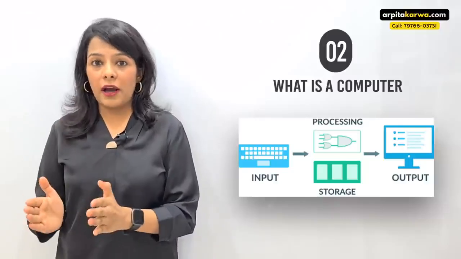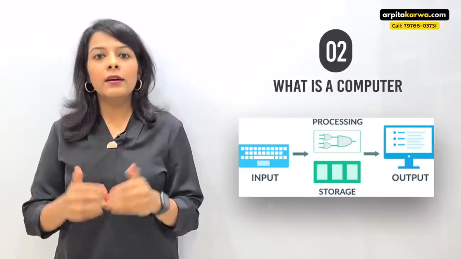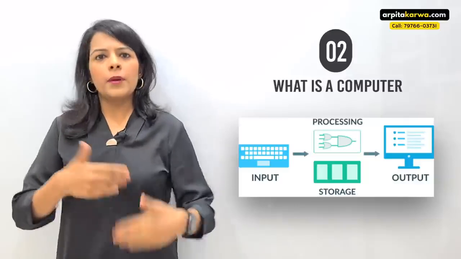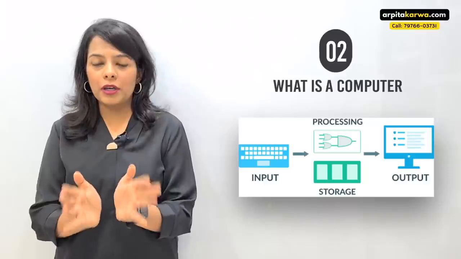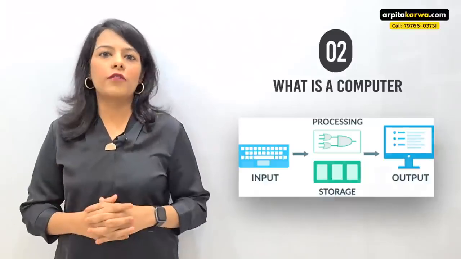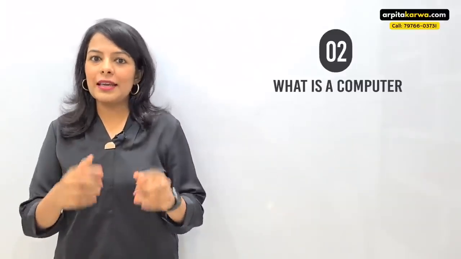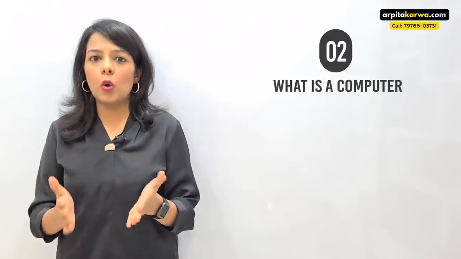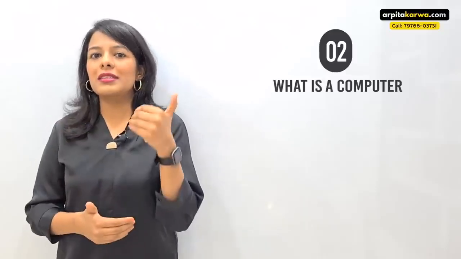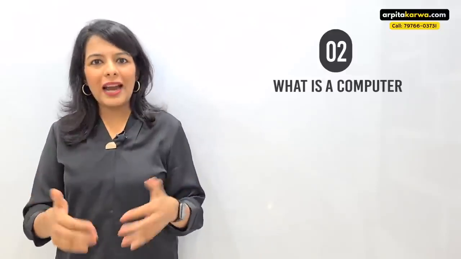It's an electronic device that accepts raw data in the form of input, processes it and then shows you the final output. Right, so this is the task of a computer. Now this processing involves a set of instructions that is called a program. So if in case they ask you what is a program, you must know that it is a set of instructions given to a computer so that it can process the raw data.